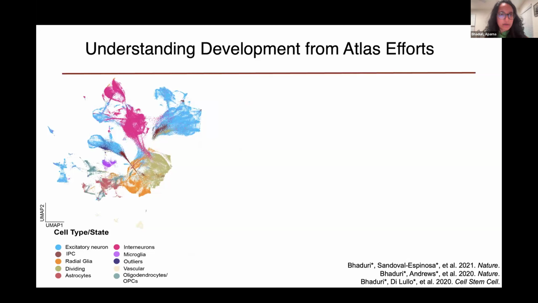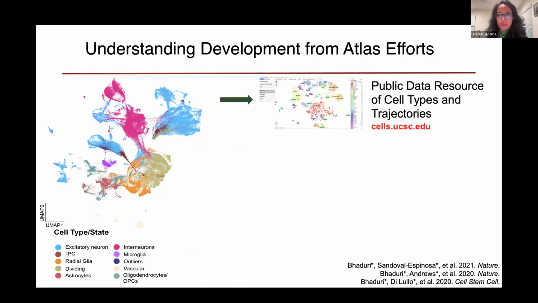But we have many other metadata properties, such as the age of the sample or an anatomical dissection. And this atlas is from peak stages of neurogenesis, shown here, from the second trimester across 11 individuals. And what we've been able to do with this data is to generate a public data resource of cell types and trajectories from the UCSC cell browser. If you're interested in this data or the data that Patricia is going to talk about, please do visit this site. There's a really great repository of data sets there, and you can interact with them without bioinformatic expertise.